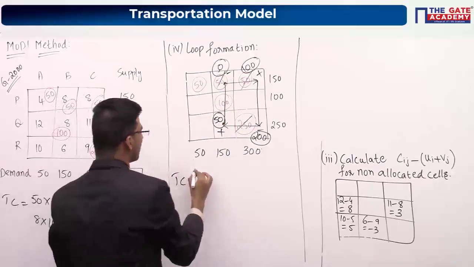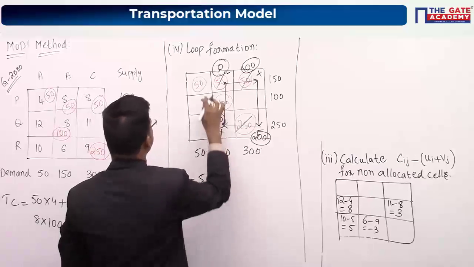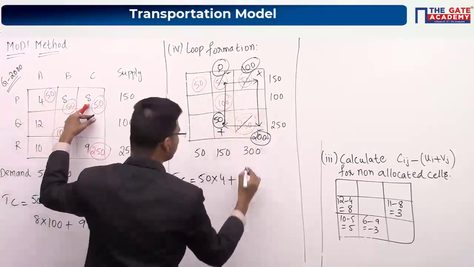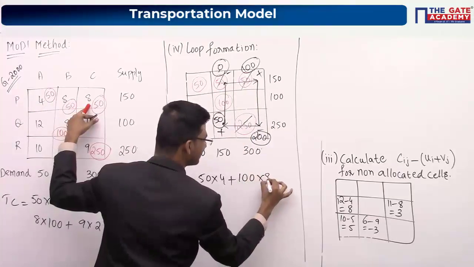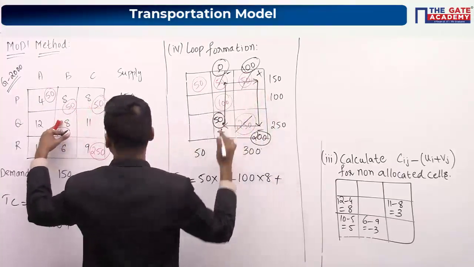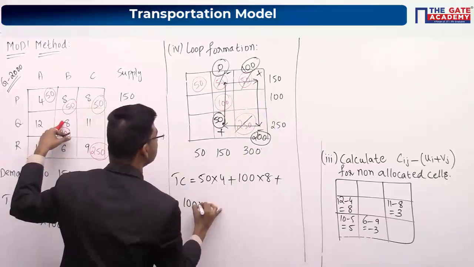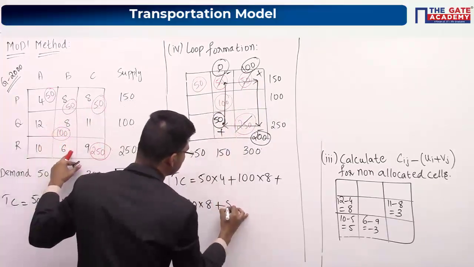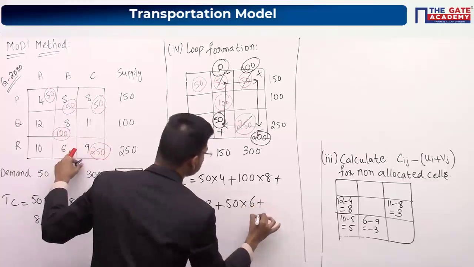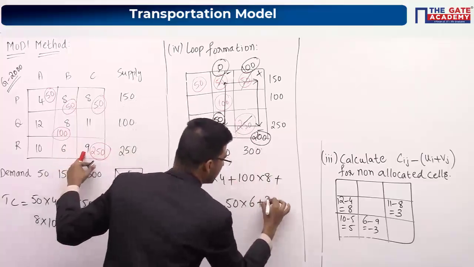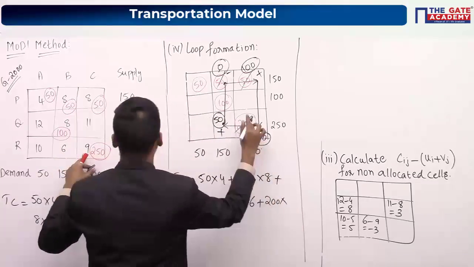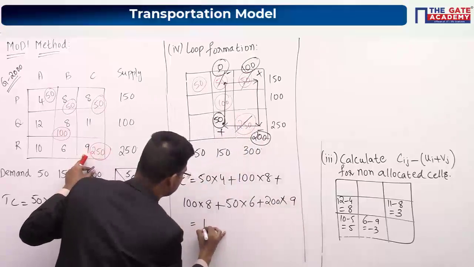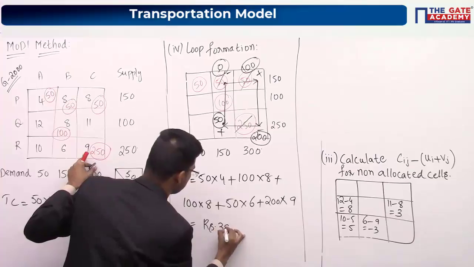Now calculate total cost. It will be 50 into 4 plus 100 into 8 plus 100 into 8 again plus 50 into 6 plus 200 into 9. So I think you will be getting the answer as rupees 3,900.